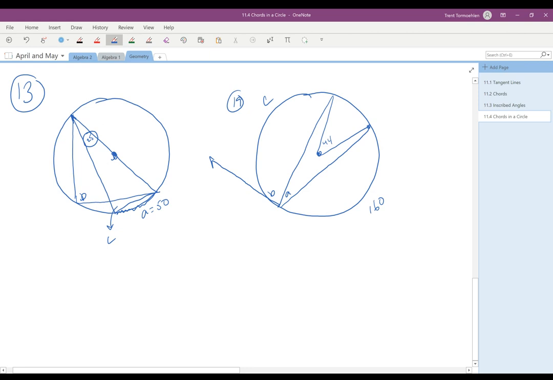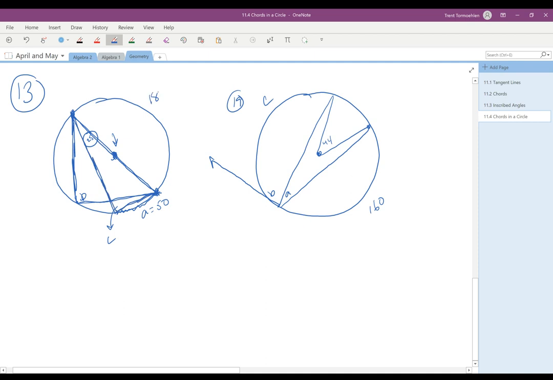But the only other real piece of information you're given is that this line right here, this chord, is actually a diameter because it goes through that point when that point is the center of the circle. Well, it turns out that these other two angles for number 13 are both just inscribed angles that have endpoints on the diameter, right? This one right here, endpoints are on the diameter. Same thing for this one. Well, those are both inscribed angles.